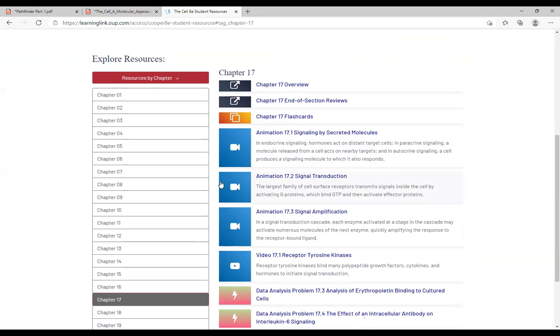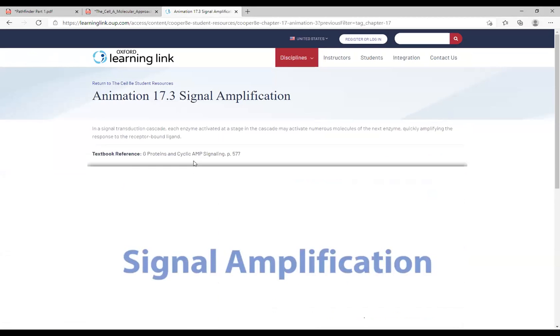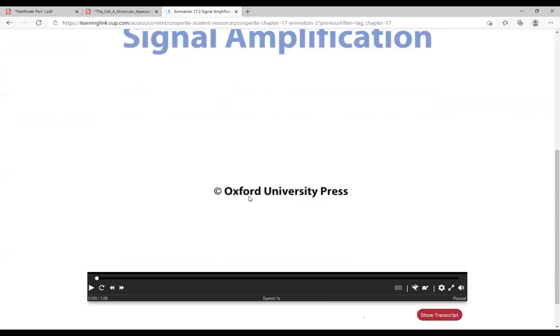Now, after the signaling of the secreted molecule signal transduction, the signal amplification takes place. Signal amplification refers to a cascade of a series of reactions which are responsible for the amplification of specific signals to take place in the cell. Looking at that particular part, how the signal amplification takes place, how the G protein and cyclic AMP signaling occurs in the cell, that is what we are going to look forward to.